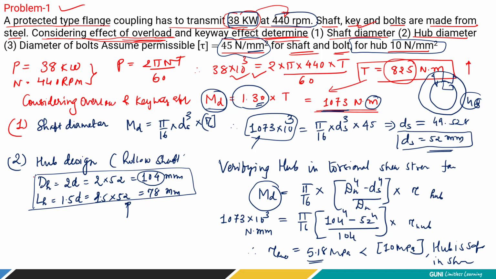So we have adopted the dimension by proportion, but we also verified, because the hub is considered as a hollow shaft. When the torque is transmitted, we have to consider the torsional shear stress theory, right? And for that, this is the equation. And using this equation, we simply find out the shear stress induced in the hub, and that we compare with the given value. In our case, it is less than the permissible value. So these dimensions are safe for the given 38 kilowatt and 450 RPM value.